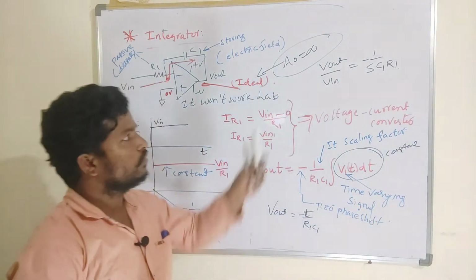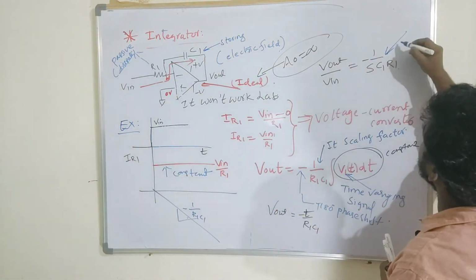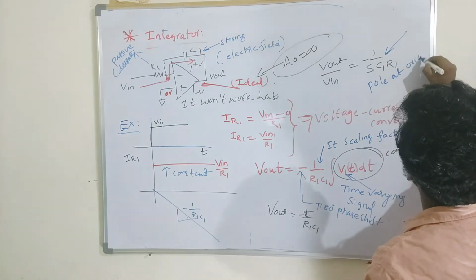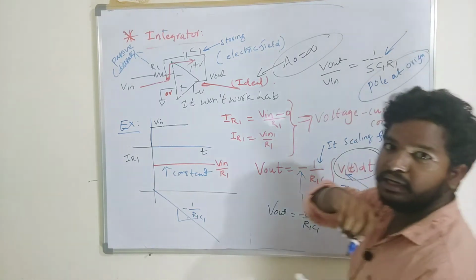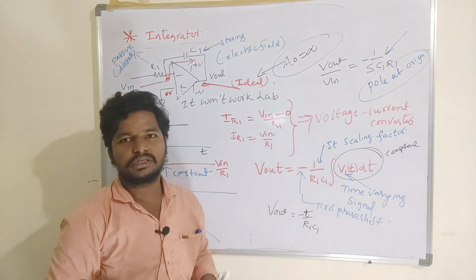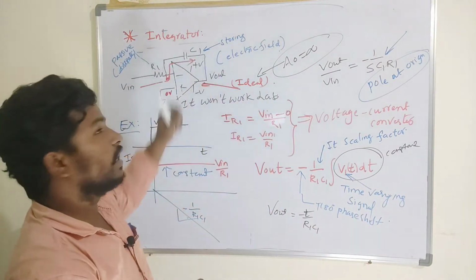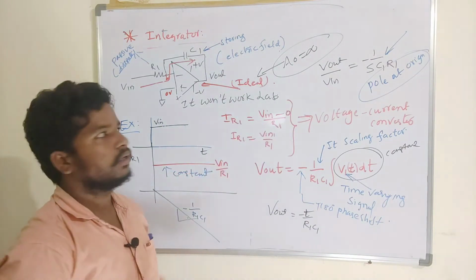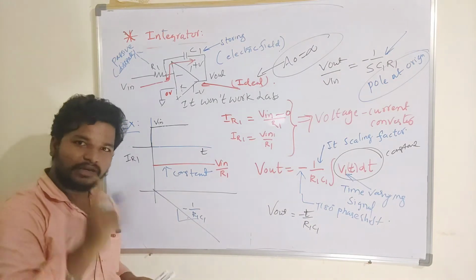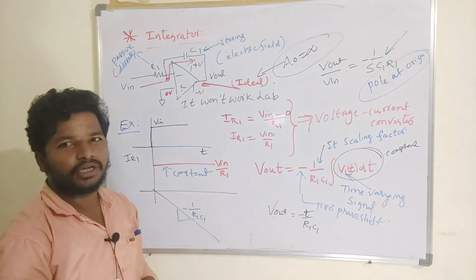If I observe V output by V input, which is minus 1 by C1 R1, in the frequency domain, it has a pole at the origin. We will also discuss the effect of having a pole at the origin on integrator performance, and why this operational amplifier won't work even with it. To know the answer, please watch my next video.